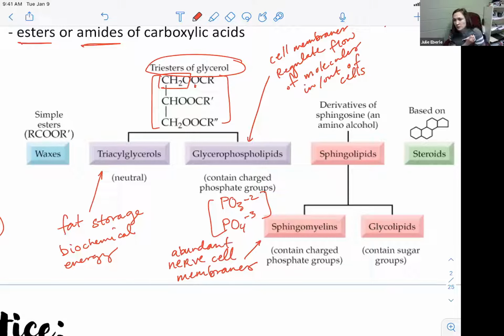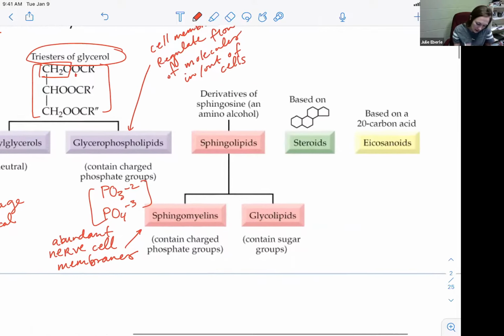So our nerve cells, we know, are a special type of cell, and they are constantly sending electrical signals to our brains and all over our bodies. We have pain receptors there, and these help protect those nerve cells. They kind of coat around them and protect them from damage. Okay, that's sphingomyelins. Okay, glycolipids.